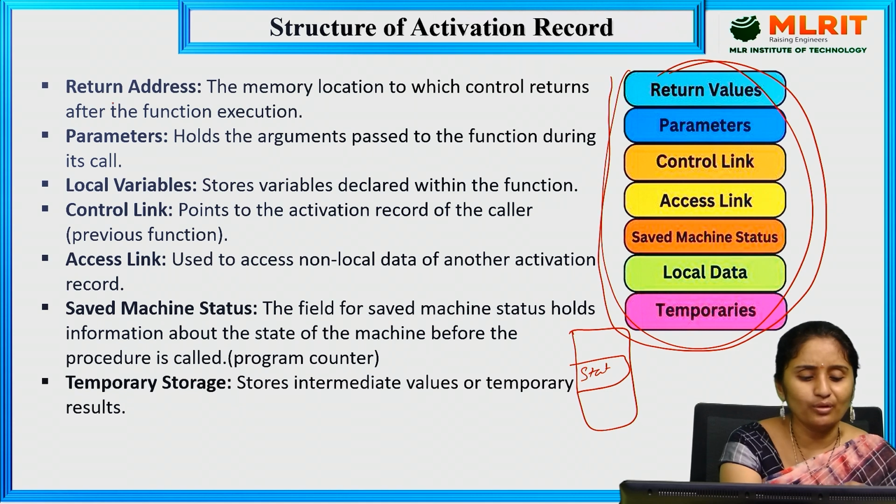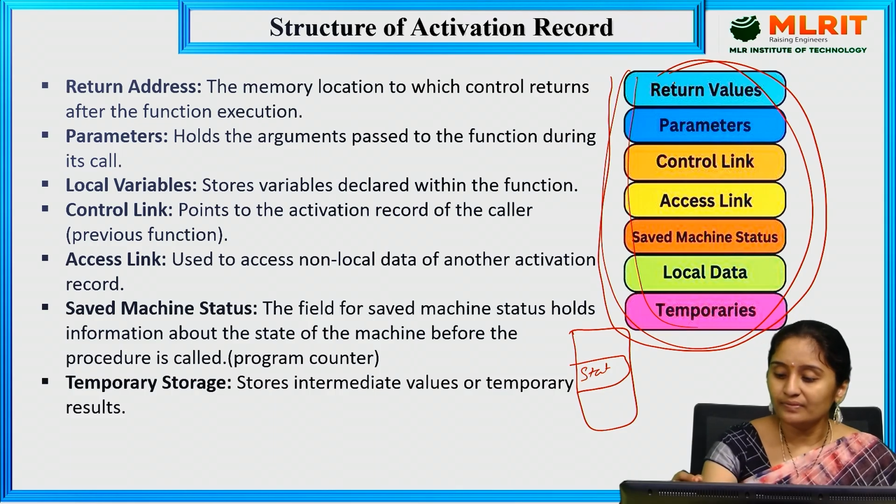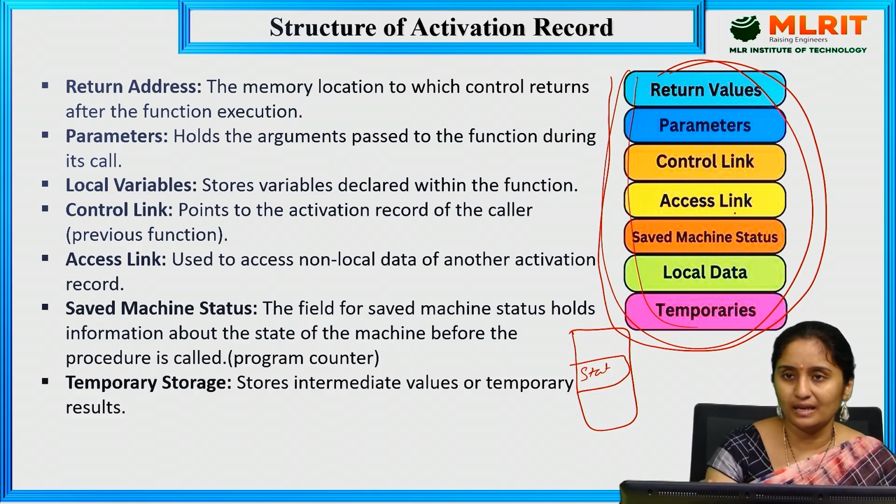So first one, what is the return address? Before going further, these fields, return values, parameters, control link, access link, can be placed in any order, in any places. This is not a fixed layout. The return value can be somewhere and the access link can be somewhere. These are the structure of the activation record.